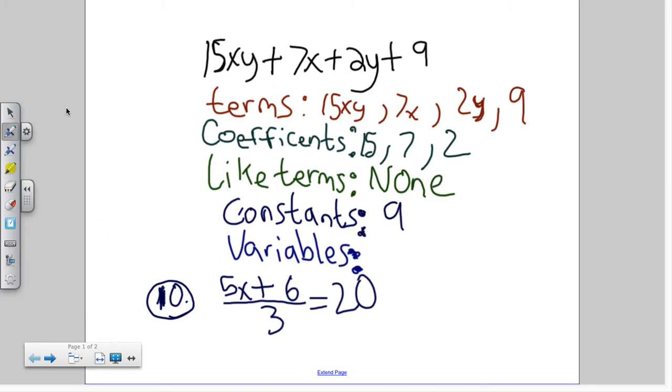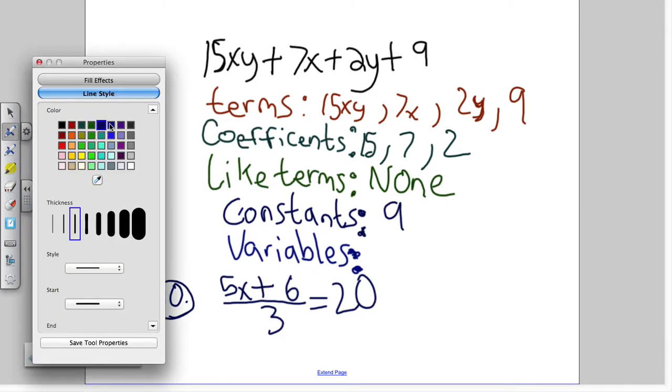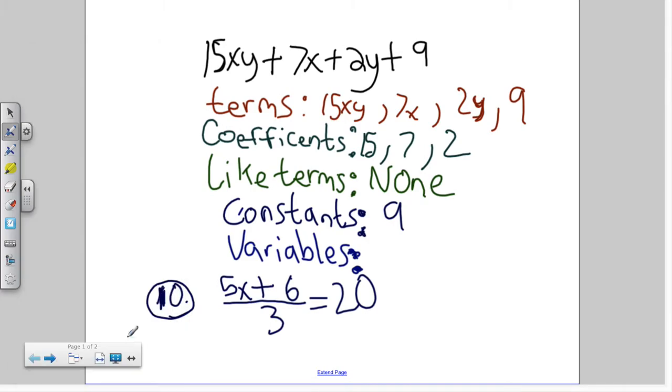Okay? Now variables are the letters that we are typically solving for in an expression or equation. So in this expression, we have how many variables? We have 2 variables. The 2 variables I have are x and y. So this will cover our kind of review of identifying parts of an expression.